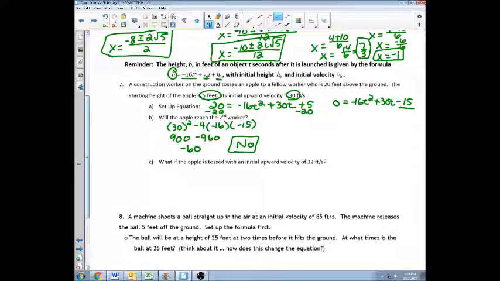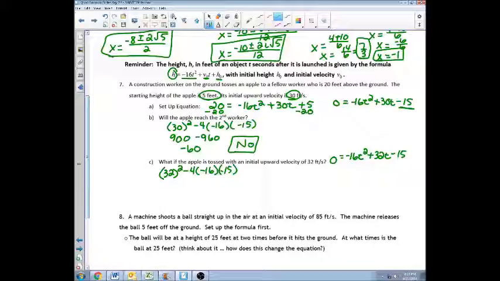Now it changes our problem. It says, what if the apple is tossed with an initial upward velocity of 32 feet per second? Well, that means that my equation would change to negative 16t squared plus 32t minus 15, which means my b value has changed. My b value now is 32, so it would be 32 squared minus 4 times negative 16 times negative 15.